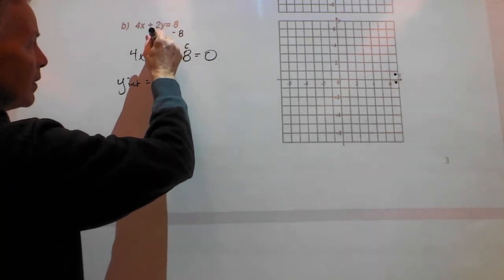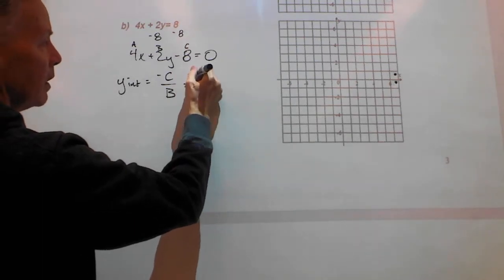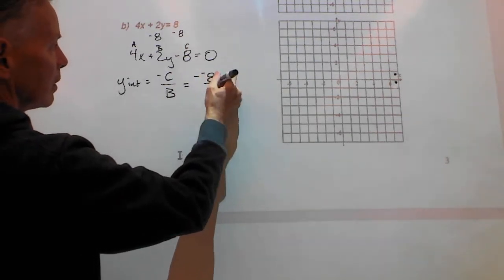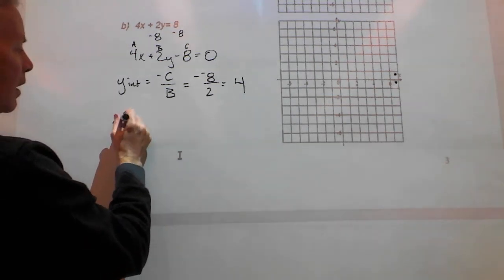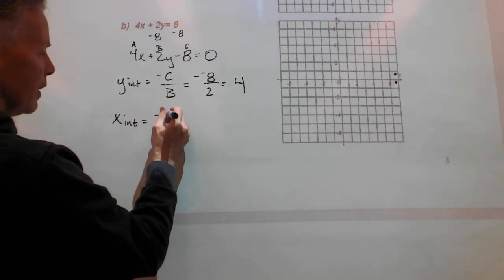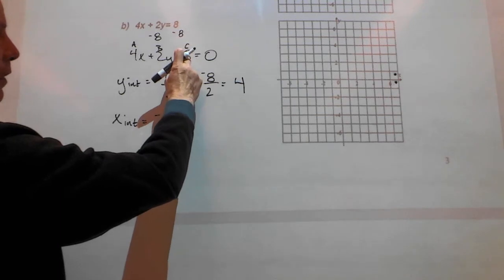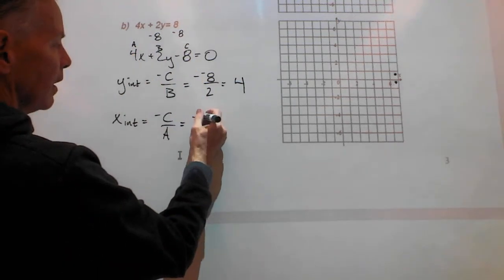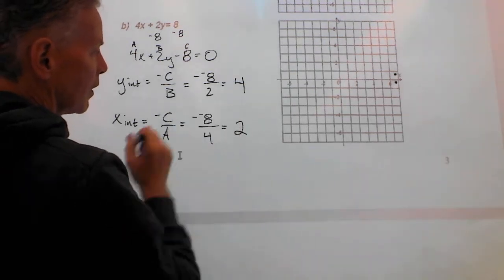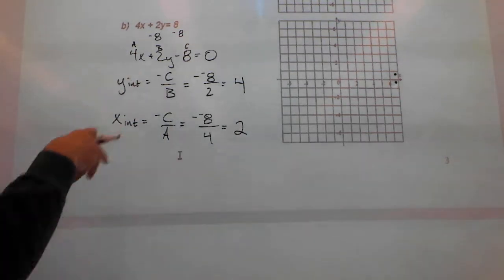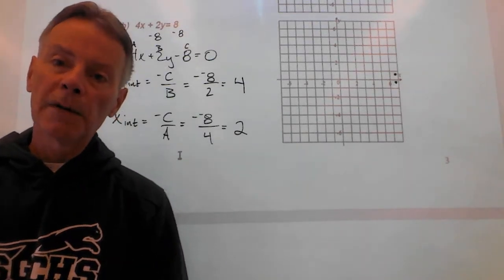Again, this is c, this is b, this is a. So negative c over b would be negative 8 over 2, or positive 4. And our x-intercept would be negative c over a, which would be, there's our c, there's our a, negative 8 over 4, or positive 2. Okay? That's a really quick way to get your intercepts, but if it doesn't make sense to you, you can do it the other way.